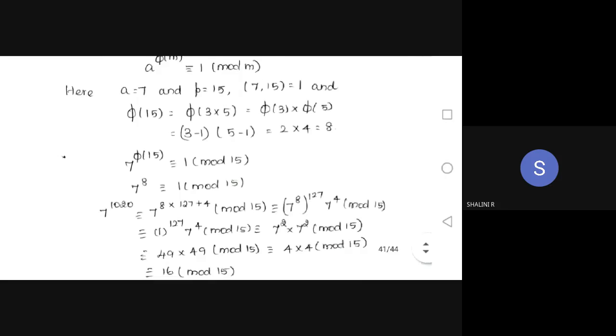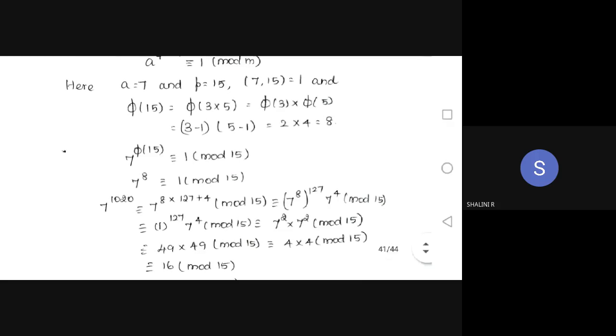Correct? Since 3 15s are 45, therefore here 49, the remainder is 4. So 49 is congruent to 4. So 4 into 4 is 16. Again, 16 is more than the mod value, so 16 can be divided by the mod value 15. You get the remainder 1.